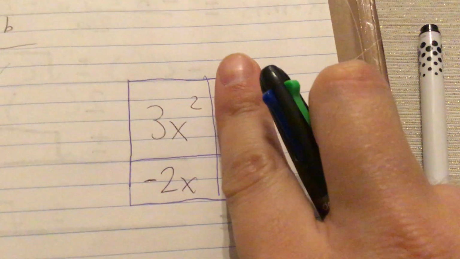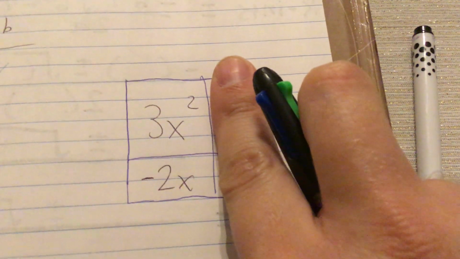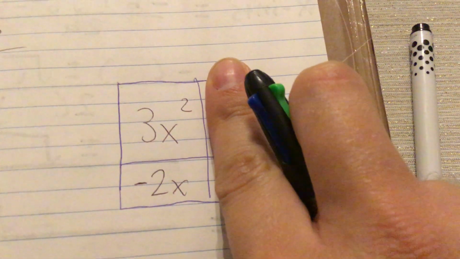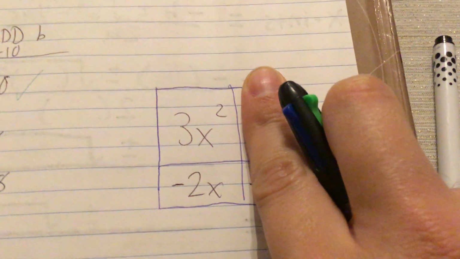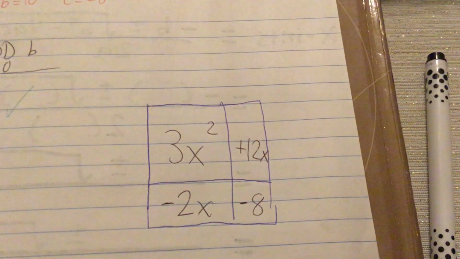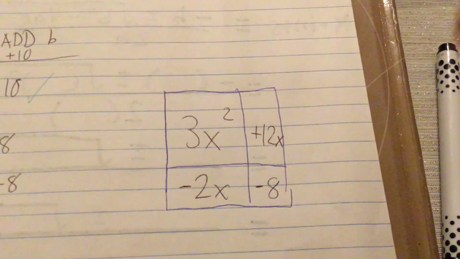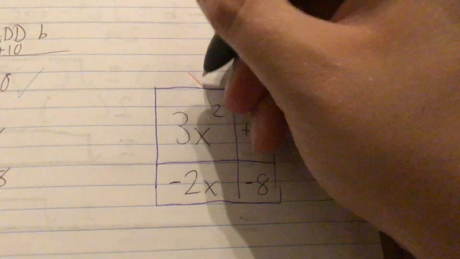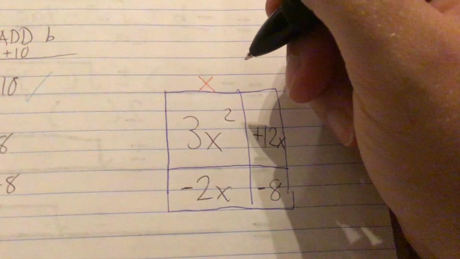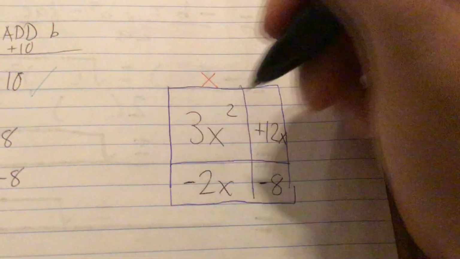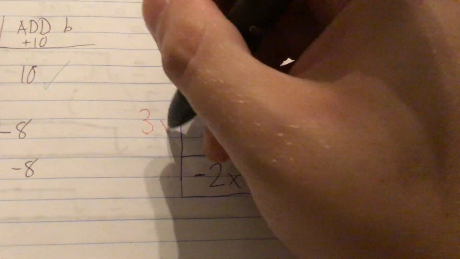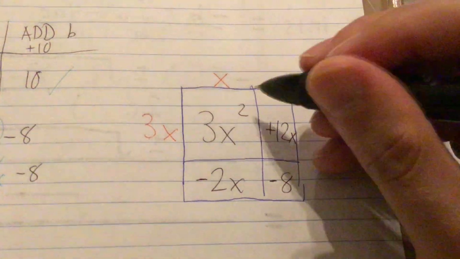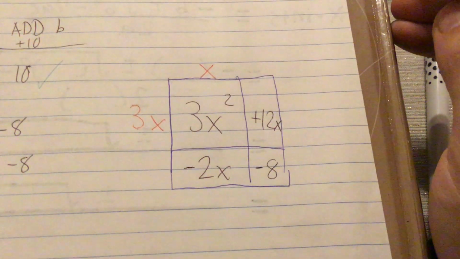If I cover up the right column, what can I factor out of 3x squared and negative 2x? Can I divide something from 3 and 2 besides 1? I don't think so. I think 1 is the only factor I can divide out of 3 and 2. But they do have an x in common, so that makes me happy. Okay, x times what is 3x squared? Well, 1 times 3 is 3, and x times x is x squared. So x times 3x is 3x squared.